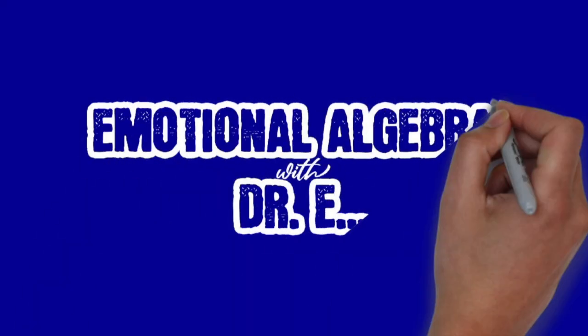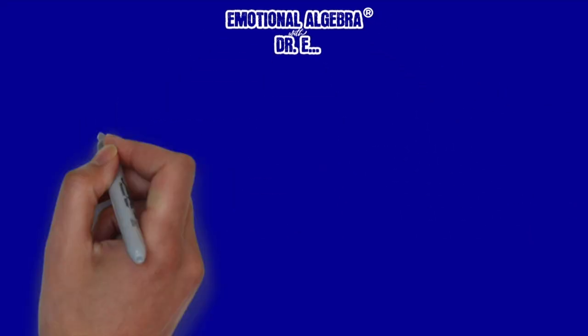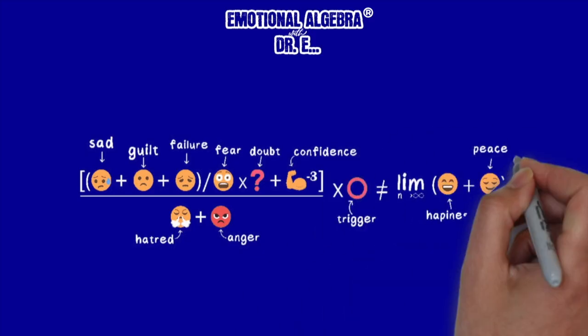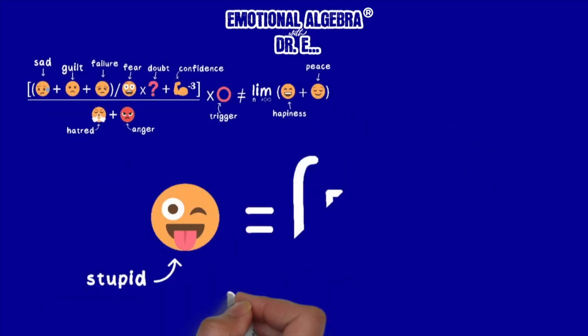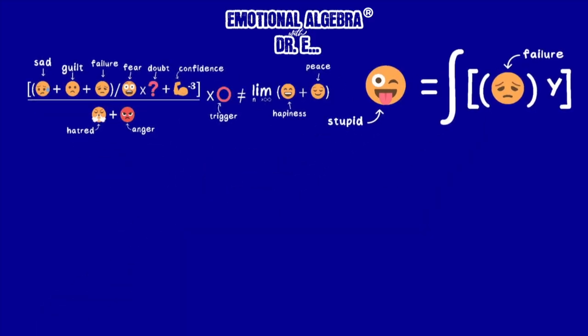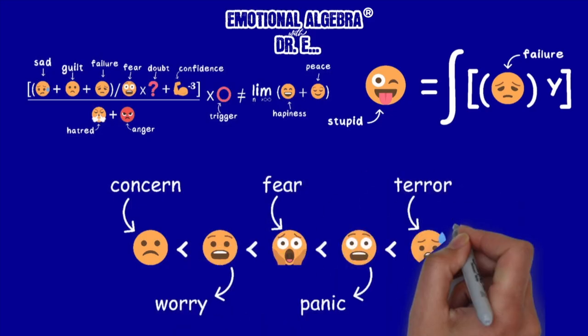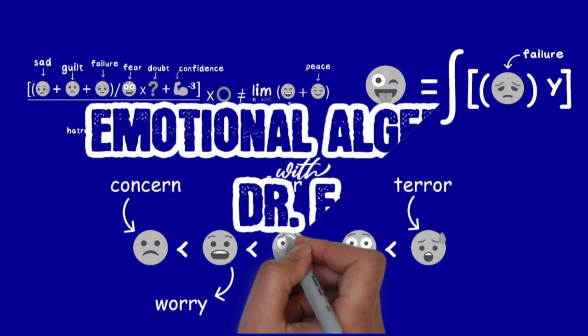Emotional algebra, where the heart meets the math. What is integral is derivative as you figure out your path. Power plus emotions equals more than you can see.